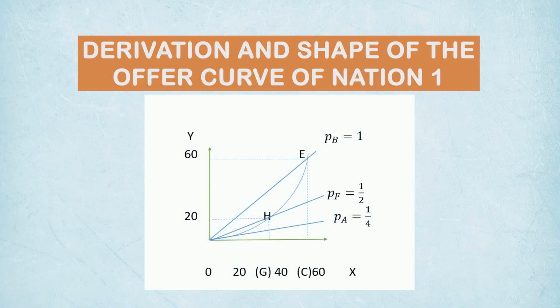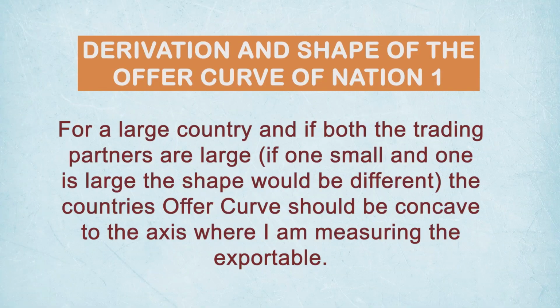Now, if I put all these three things together in a simple diagram, the curve that I am going to get, depending on various price ratios, is like this. Two things I want you to remember for the rest of your life: one, for a large country, mind it students, I am saying for a large country, the curve, if both the trading partners are large, this is very important. If one is small and one is large, the shape would be different.